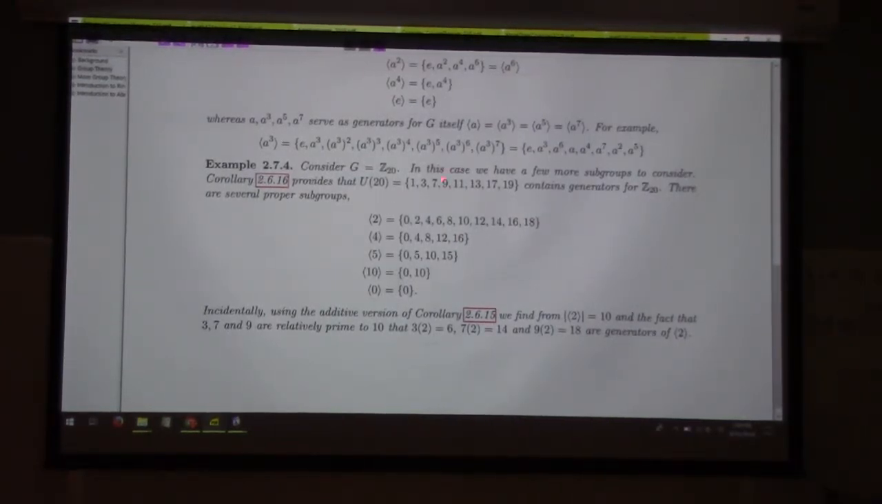And of course, any of these numbers has order 20, mod 20. In other words, you have to add this number to itself 20 times. Any of these numbers, you have to add to itself 20 times before you get back to 0 mod 20. That's because all of these have order 20 because they generate Z20.